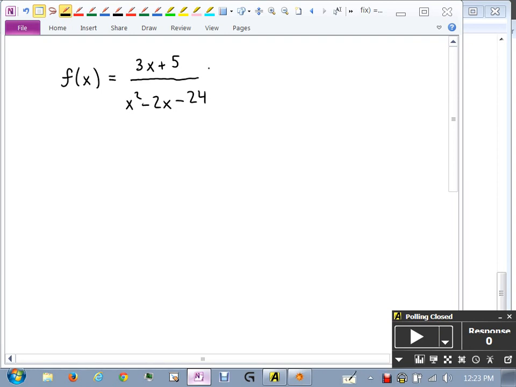All right, here we go. Step A. Is this a rational function? Yes, it is. It's a polynomial divided by a polynomial. Step B. Were there any extras?